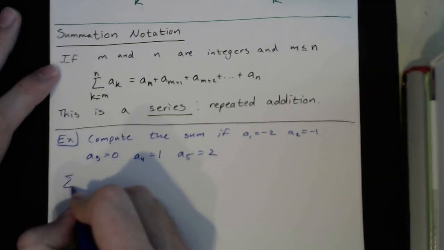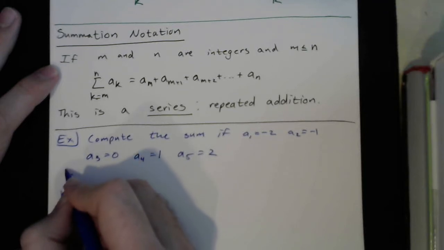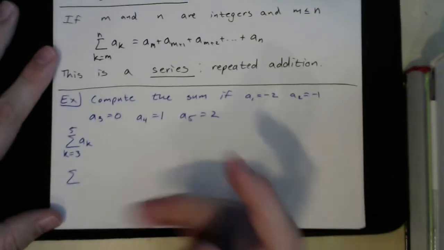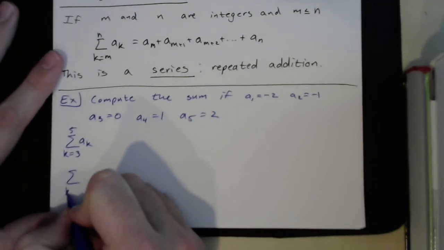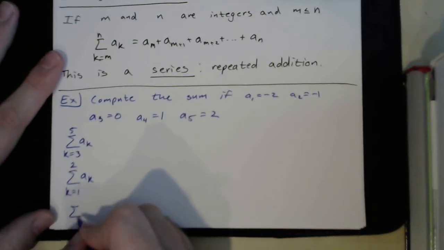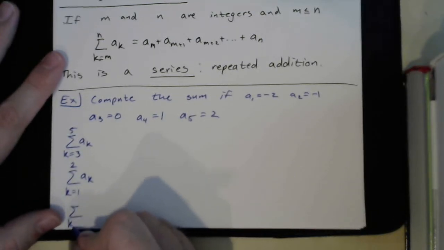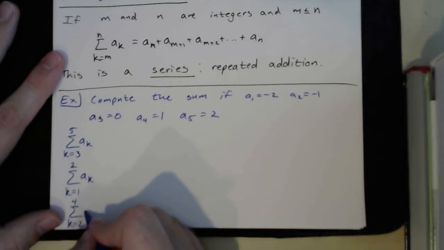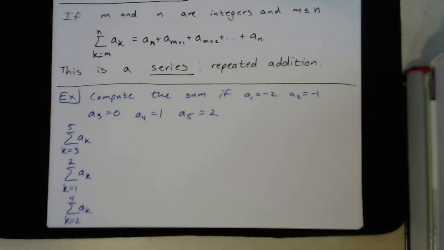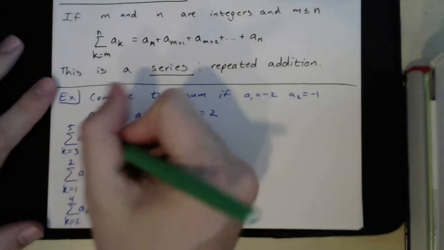And we're going to do 3 of these. We're going to have the sum from k equals 3 to 5 of a sub k. The sum from k equals 1 to 2 of a sub k. And the sum from k equals 2 to 4 of a sub k. So please do pause the video here and just work out the answers on your own. Again, we should be familiar enough.